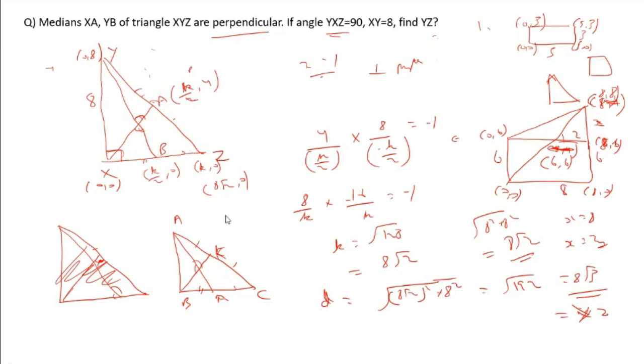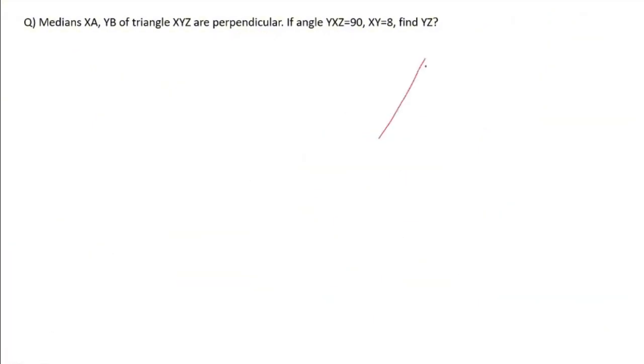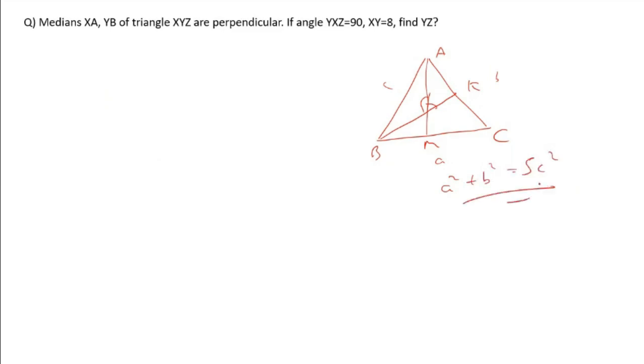I should have made a general triangle. Let me redraw. If in any triangle the medians are perpendicular, say this side is small a, this side is small b, this side is small c. Wherever the medians are falling, one median is falling on a, the second median is falling on b, then a square plus b square will be equal to 5 times c square. This is a relation that may be useful to know in case of perpendicular medians for any triangle in the world. This is derived using the 2:1 funda again, where the medians are meeting, it will divide the median into 2:1, as we've discussed for the centroid in triangles.